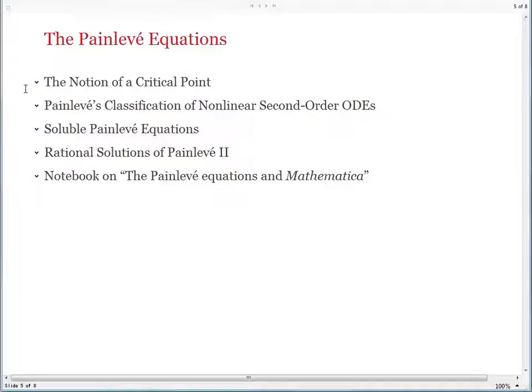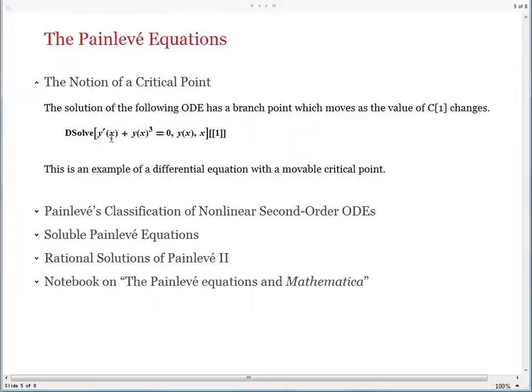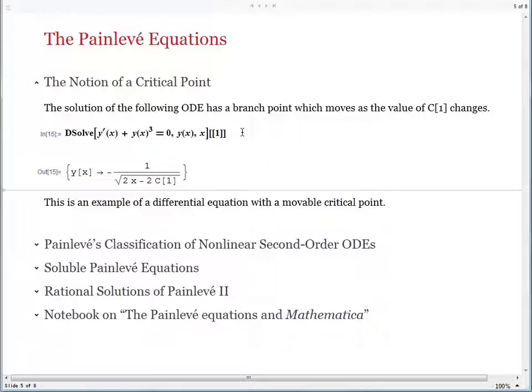And the key notion over here is that of a critical point. So here is a first order nonlinear differential equation, and if you solve it, then the solution has a real problem. You see, suppose C1 is 5 and x is 5, then the denominator is 0, and as you vary C1, so you go from one solution to the next, you again see the same problem.